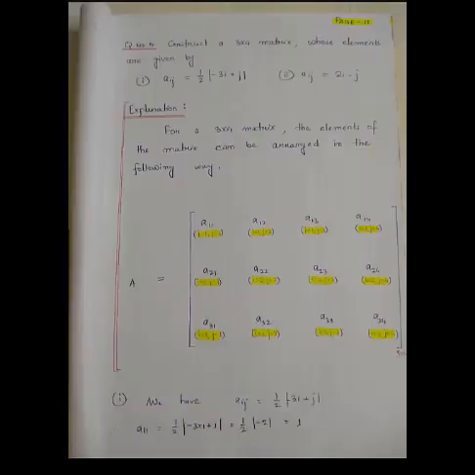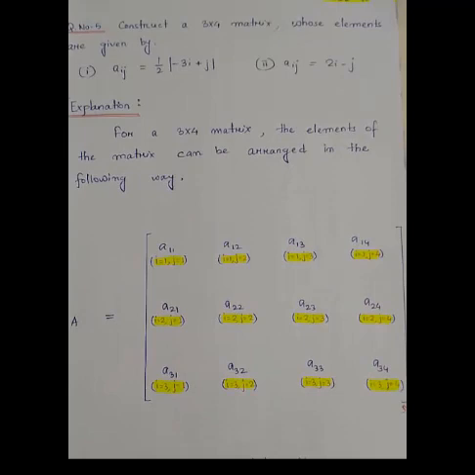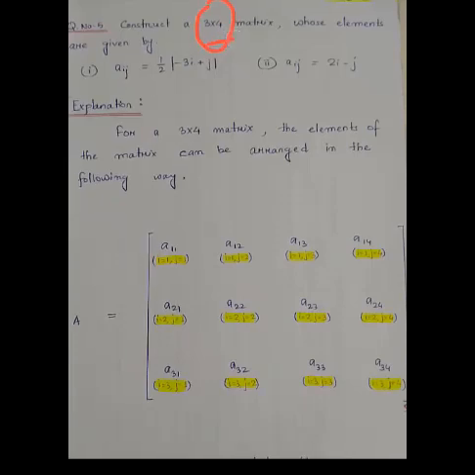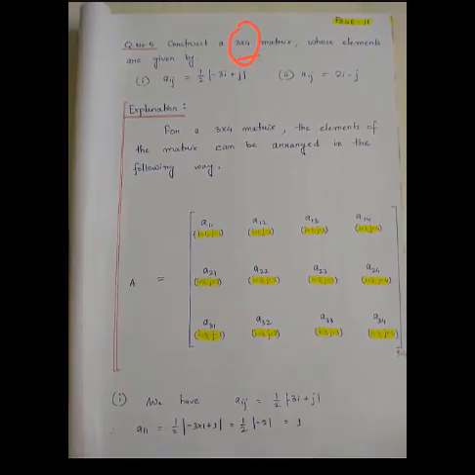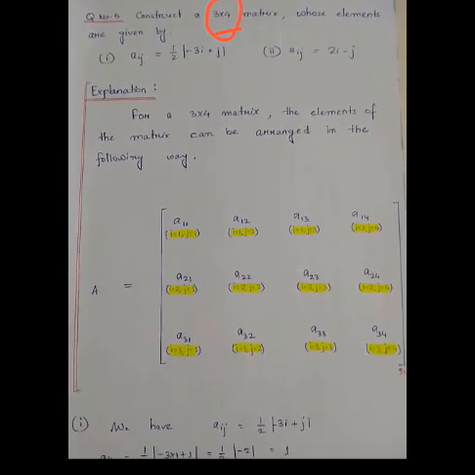So let us look at question number 5 next. Here the question is a bit different. Not exactly different, actually this question is similar to the last question, question number 4, but the order of the matrix is different. As the order of the matrix is different, the arrangement of rows and columns in the matrix will be different. So let us look at the explanation part first.